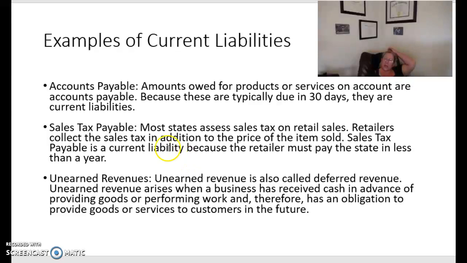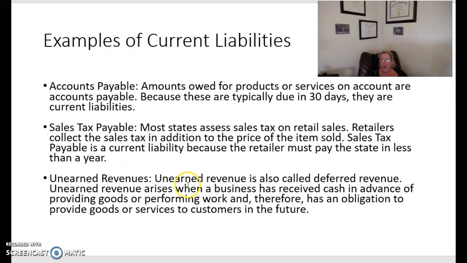And a lot of students will confuse sales tax payable as an expense. It is not. It is a liability. It is something that you must pay to the state.